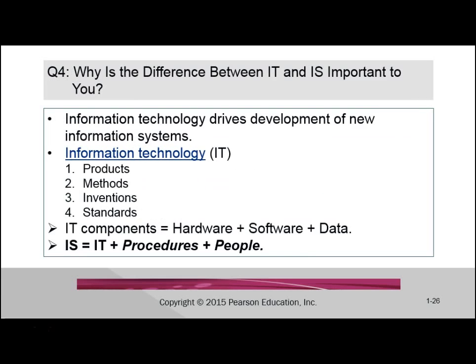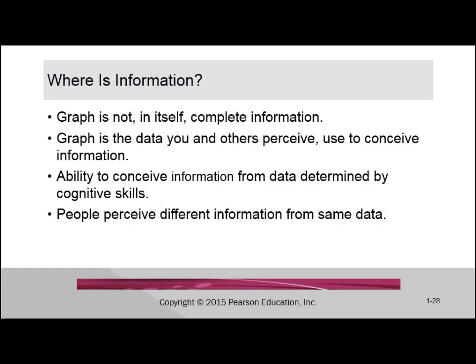So information technology is really products, methods, inventions, standards, okay? All those things: the hardware, the software, the methodologies, the Bluetooth, near-field communication. IT components equals hardware plus software plus data, but an information system is that plus procedures and people. So we're talking about the right-hand side as well as the left-hand side, okay?